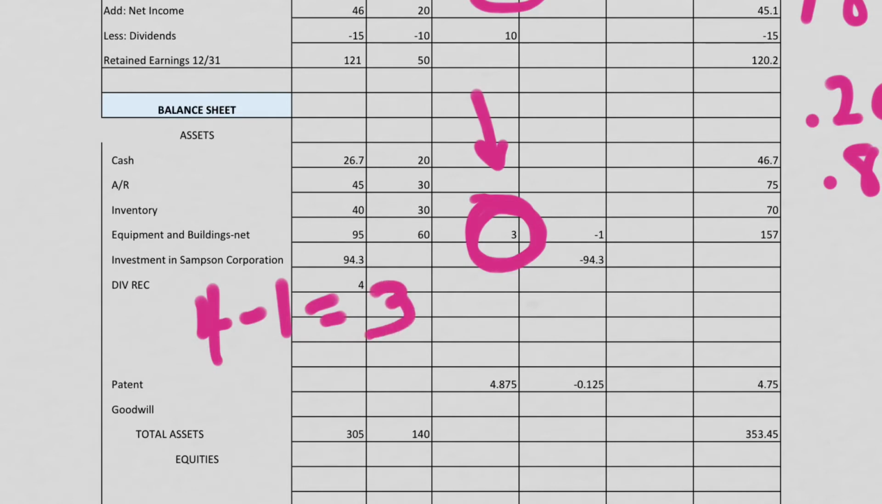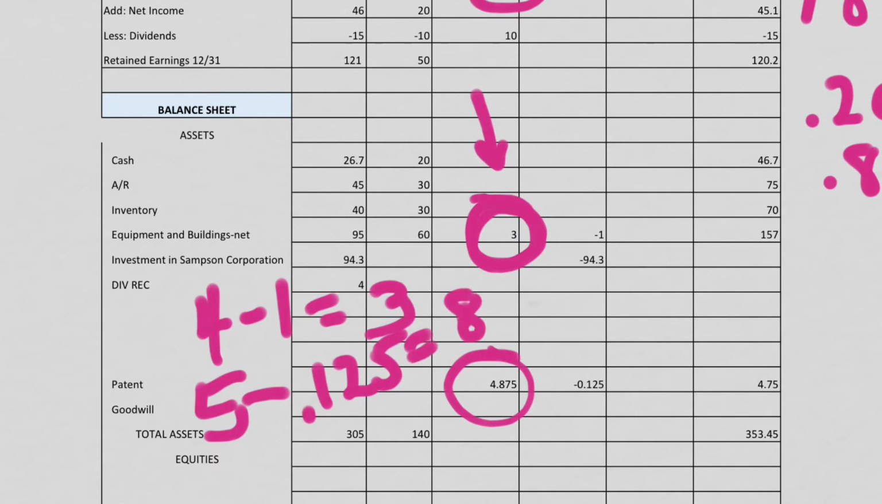What am I talking about? Let's take a look at the patent. Here's the patent. The patent started off at 5. That was the difference. And now we have 1 year of amortization, which is 1.125. So that leaves us with the number that we see, which is 4.875. That's the opening amount for this year, 4.875.